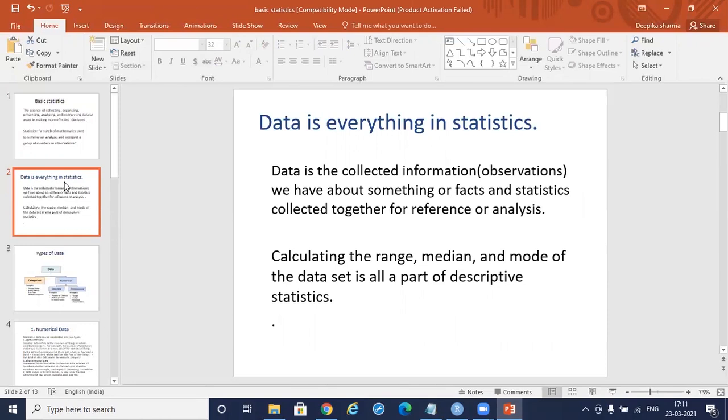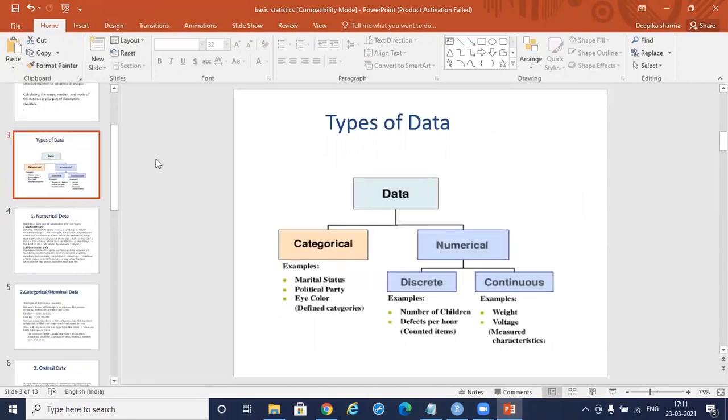So what can we do with this data? We can find out the mean, median, mode, and range with this data. Slowly we are going to learn all these things. When we work with statistics, there are types of data. Data are divided into two categories: categorical and numerical data.